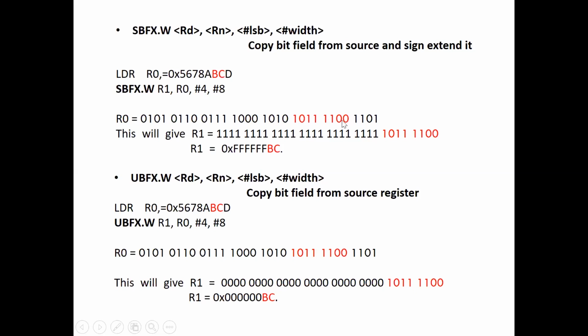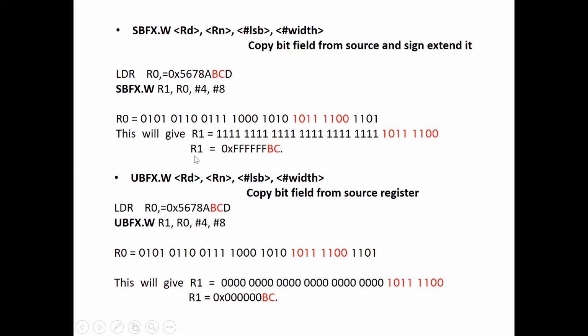Now this selected bit field from source register will be copied into the destination register starting from the LS bit, right? This is the destination register R1. So whatever you have selected here, that will be copied from the least significant bit position. The same thing is copied here. Now, what is the most significant bit of this selected bit field? It is 1. So you are extending the same data in the remaining bits of destination register R1.